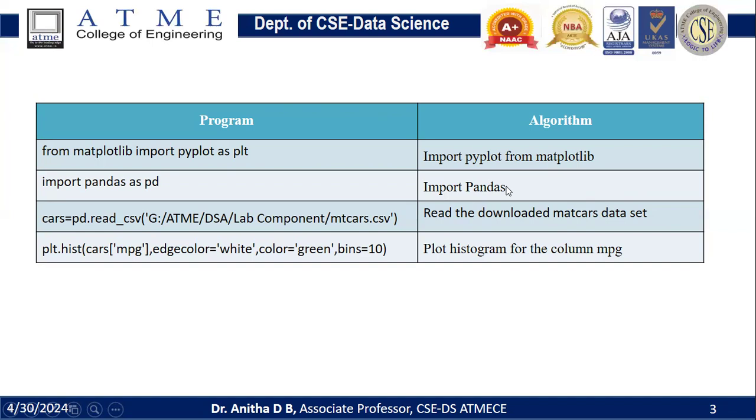So for all those things, we need the library matplotlib. Then the second library, that is pandas. Pandas is required whenever we deal with the data set or the data frames. So the first two steps are import matplotlib and import pandas. So after importing the necessary libraries, then read the downloaded mtcars data set. Then after reading the mtcars data set, plot the histogram for the column mpg, that is miles per gallon. So this is the program.